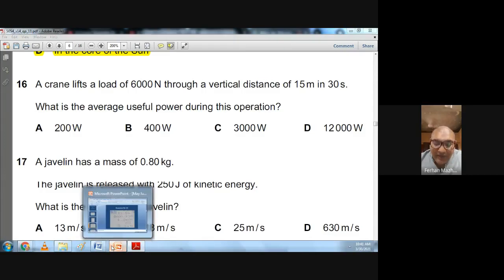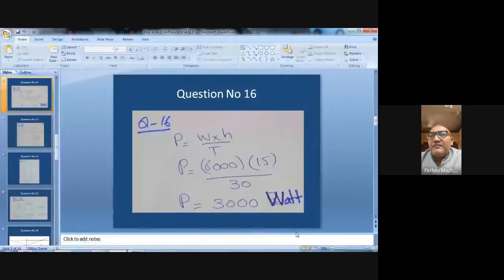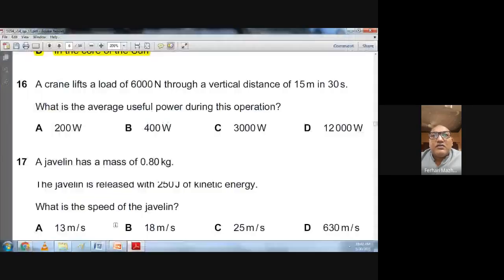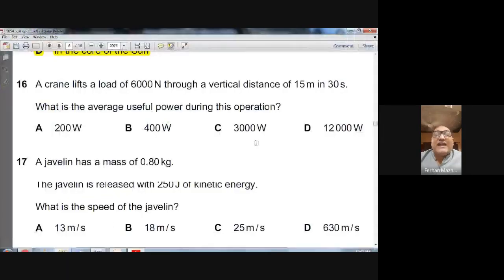Let me show you my work. Yeah, here we go. So power equals weight multiplied by height divided by time. Weight is 6,000, vertical height gained is 15, divided by time, which is 30 seconds. So you will get 3,000 watt. So the power will be 3,000 watt. C is the right choice.